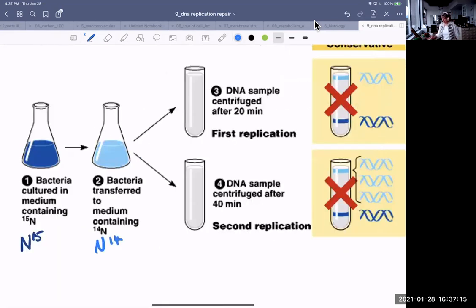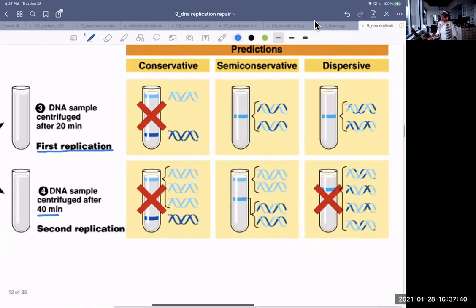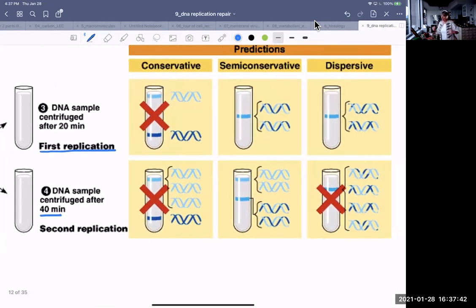So this is what happened. In the first replication, the DNA was centrifuged. And then in the second replication, the DNA was centrifuged after 40 minutes. So this was a DNA sample centrifuged after 20 minutes, and then the second replication after 40 minutes. So let's look at the results. These are all the possibilities that could have happened.